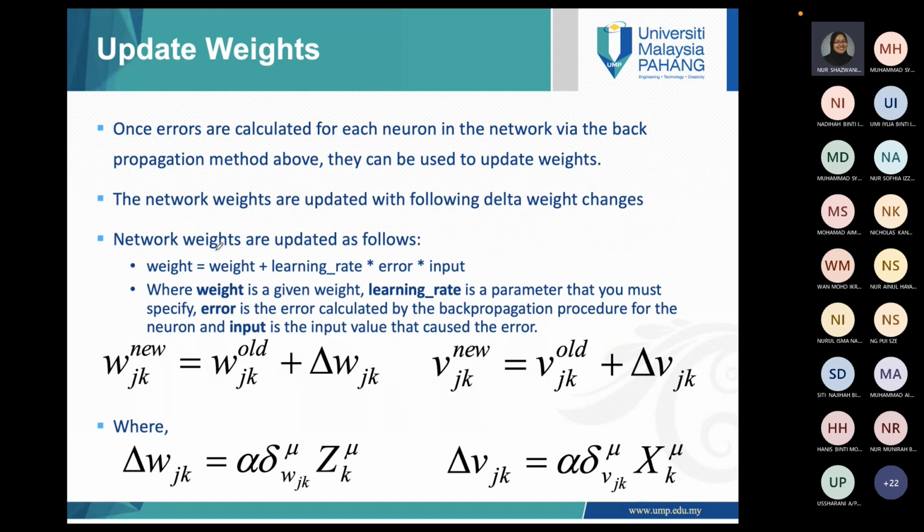Because updates are made for each training pattern, this type of learning is called online learning. If errors were accumulated across an epoch before updating the weight, this is called batch learning or batch gradient descent.